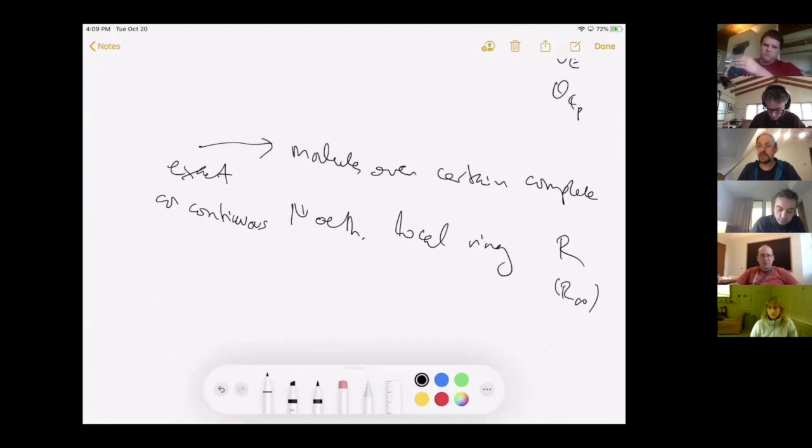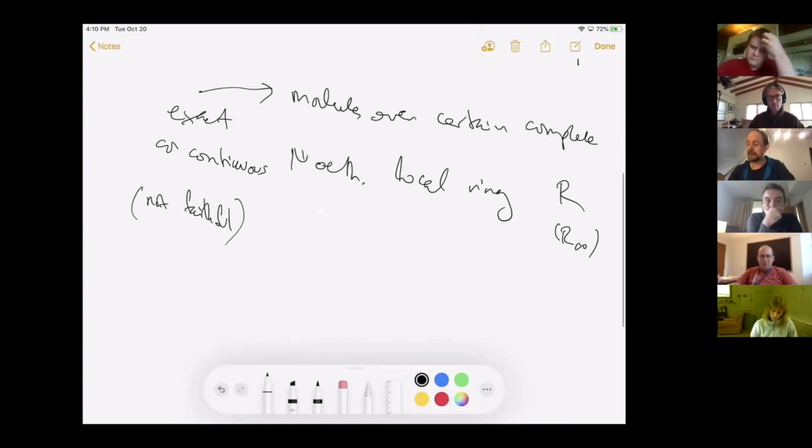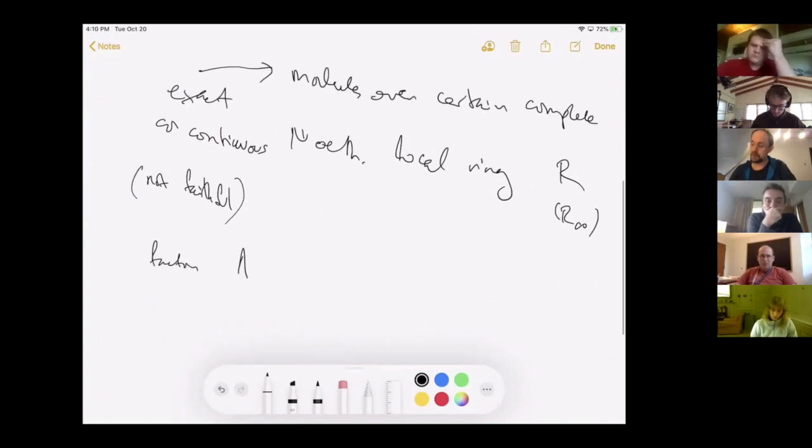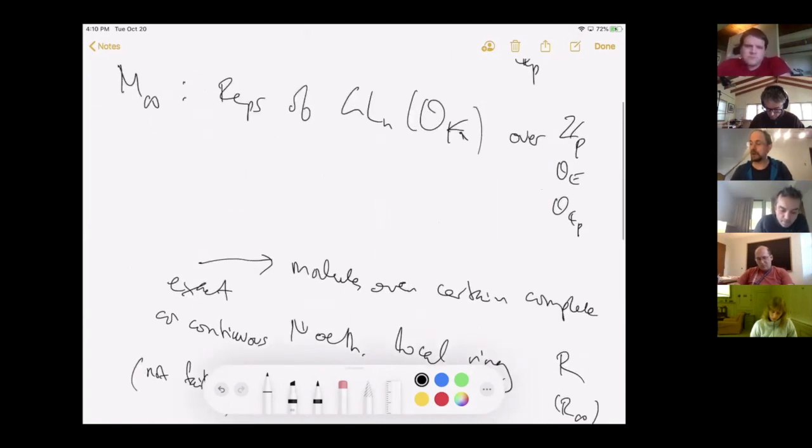And it's typically not going to be faithful, except in maybe some very, very special cases, because it's going to factor through a certain quotient of the representation category that depends on the situation. So there are lots of different examples of these functors, but they typically factor through a Serre quotient category of the representations. So how can we make Serre quotient categories of the category of representations of GL_N(O_K)?